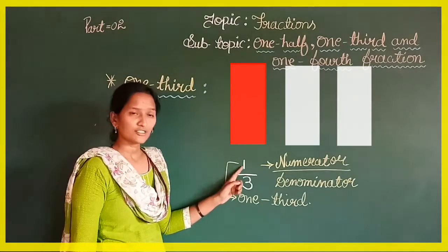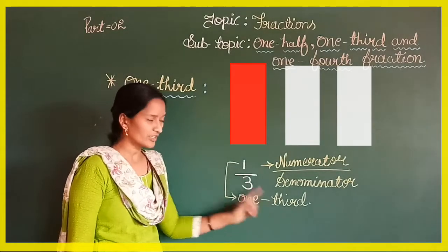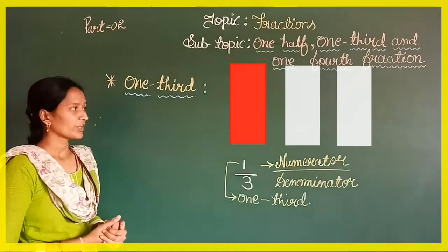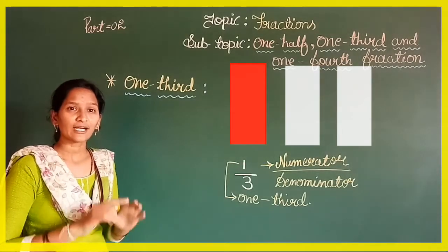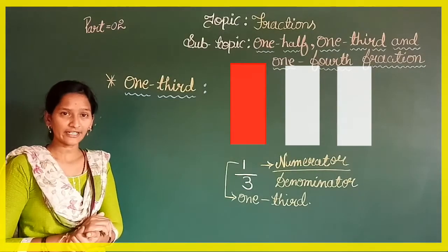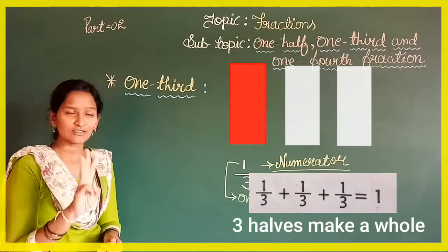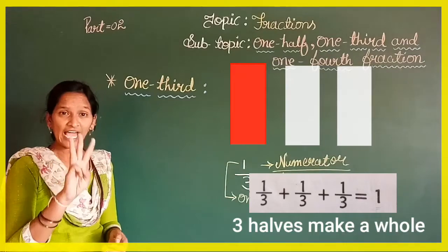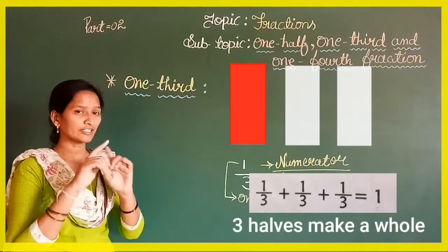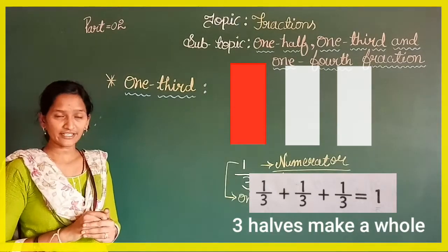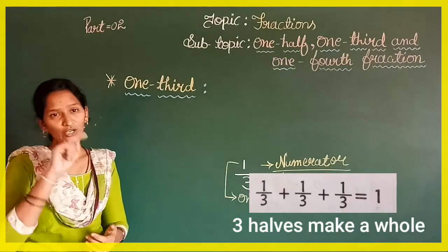Suppose instead of 1 here is a 2. How can you read this? It is 2/3. So my dear students, look here. If you join all these 3 papers, again you are getting the complete sheet of paper, right? So here in the 1/3 concept, how many parts are there? 3 parts, right? If you join the 3 parts, again you are getting one complete sheet of paper. So here 3 thirds make one whole.